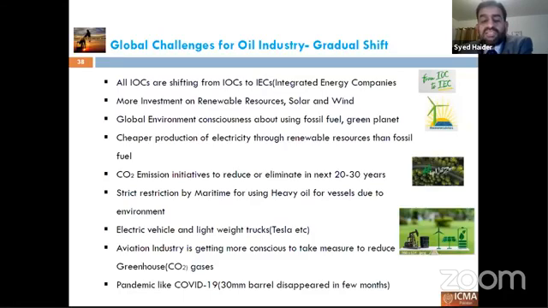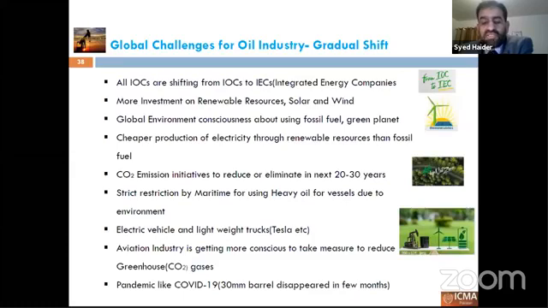Then there are electric vehicles and lightweight trucks. You may have heard in the news that Tesla is putting a lot of money into research on that. If more electric trucks come into the market, then definitely normal trucks and normal vehicles are not going to be used. Also, driverless vehicles are coming to the market in a few years, so that would also impact this oil industry.